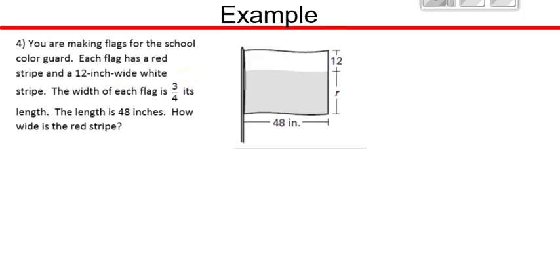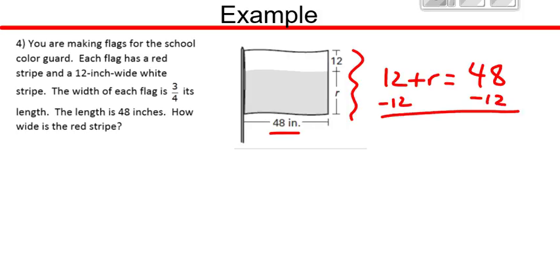All right, you're making flags for the school color guard. Each flag has a red stripe and a 12-inch wide white stripe. That was really hard to say. The width of each flag is 3/4 its length. The length is 48 inches. How wide is the red stripe? Well, I think I can look at this picture and figure out an equation, and I can say that these two added together have to equal this. So 12 plus r is equal to 48. That means if I subtract 12 from both sides, that's going to give me r equals 36.